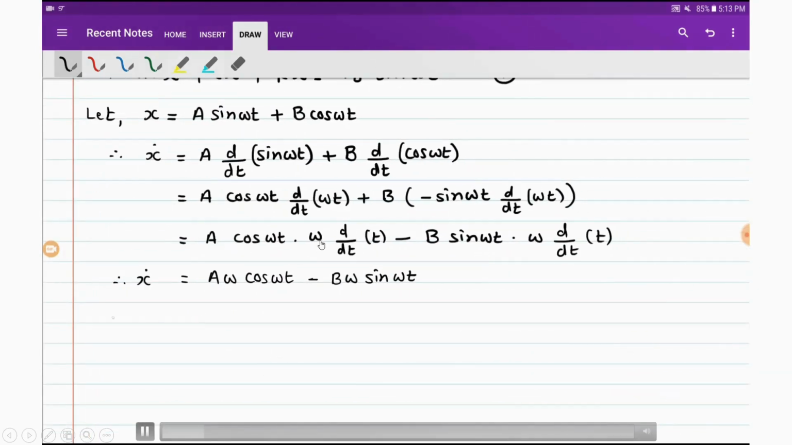So it is a omega cos omega t minus b omega sine omega t. Again differentiate this term. Now we'll do it directly. Minus a omega, the derivative of cos is minus sine omega t into omega. So that omega and the previous omega give omega square. Similarly over here also, minus b omega square cos omega t.